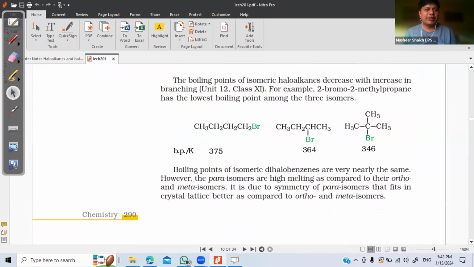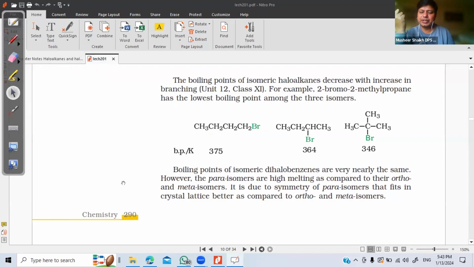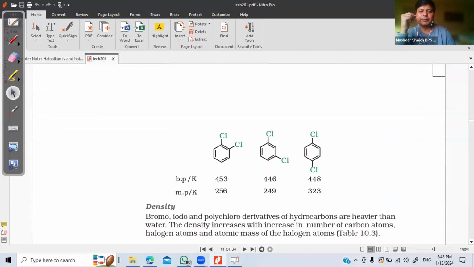Now, this is a primary bromide, this is a secondary bromide, and this is a tertiary bromide. Primary halides have more surface area, so there is more van der Waals force, so boiling and melting points are comparatively higher. The secondary halides have less surface area, and tertiary halides have even less surface area. So this is the example where you can explain how the surface area of the alkyl group plays an important role in determining the melting and boiling point of any alkyl halide. The more the surface area, the higher the melting and boiling point.